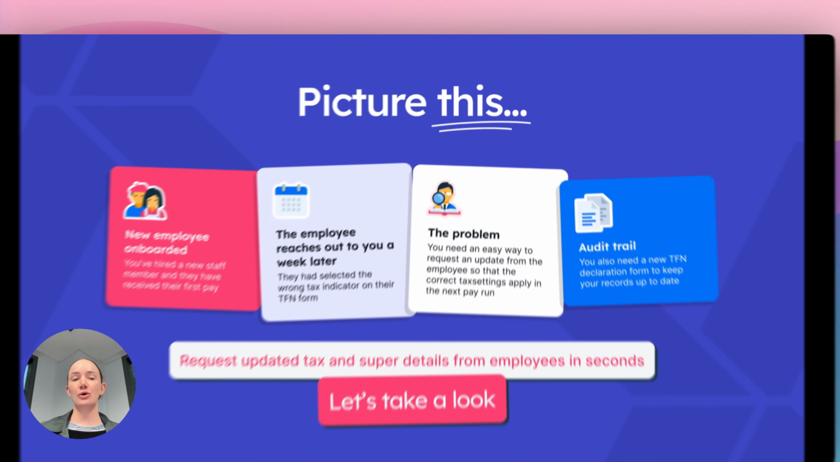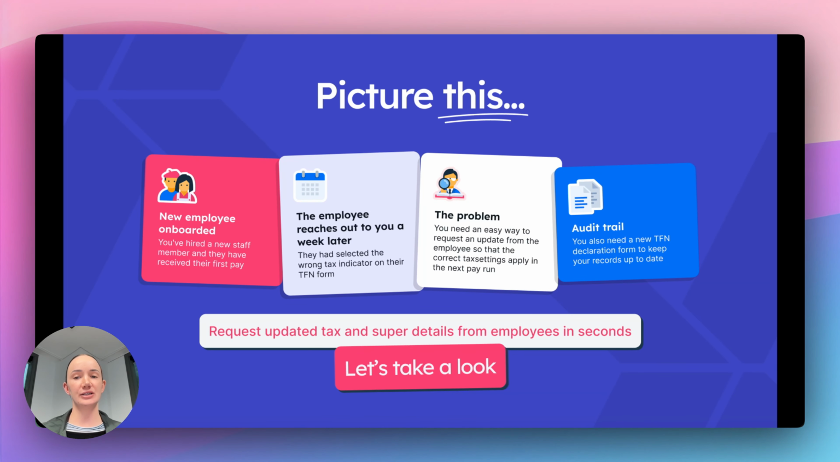First up, I want you to picture this situation. You've just onboarded a new employee and you've pushed their details through to payroll, popped them through their first pay run. A week after receiving their payslip, that employee reaches out to you and lets you know that they had accidentally selected the wrong tax indicator. Maybe they didn't tick the box to claim the tax-free threshold, or perhaps they forgot to declare their student loan.